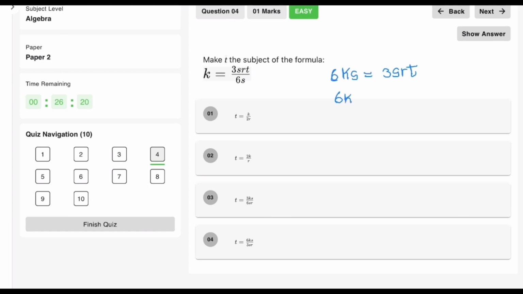Then I can divide off everything other than the t to the left hand side. So I'm dividing by 3sr, that is going to be equal to t. Then 6 divided by 3 is 2, k can't go anywhere, s's will cancel, r is on the denominator, so finally that's t. And therefore my answer is t equals 2k over r, which is option number 2.